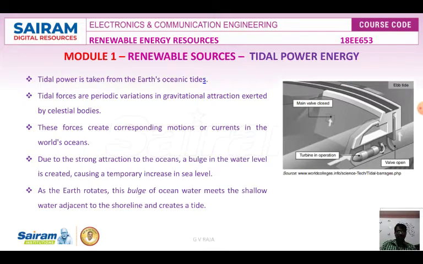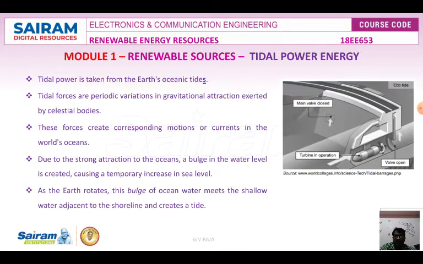With the help of this high tide, we can generate 120,000 megawatts of power. So the tides are produced by the gravitational attraction of the moon and the sun, which acts upon the rotating earth.